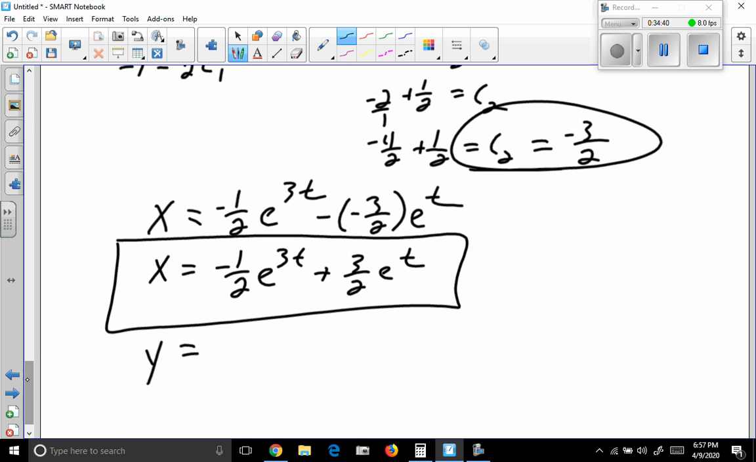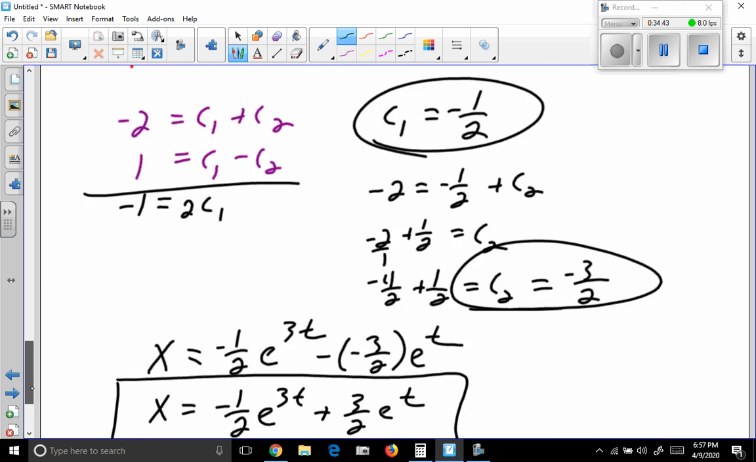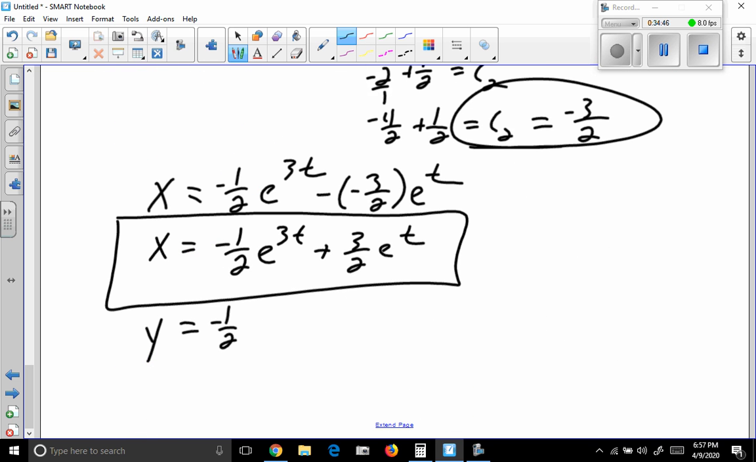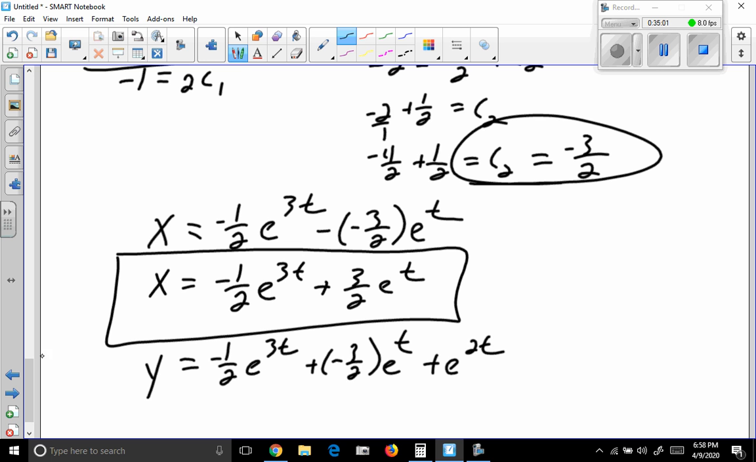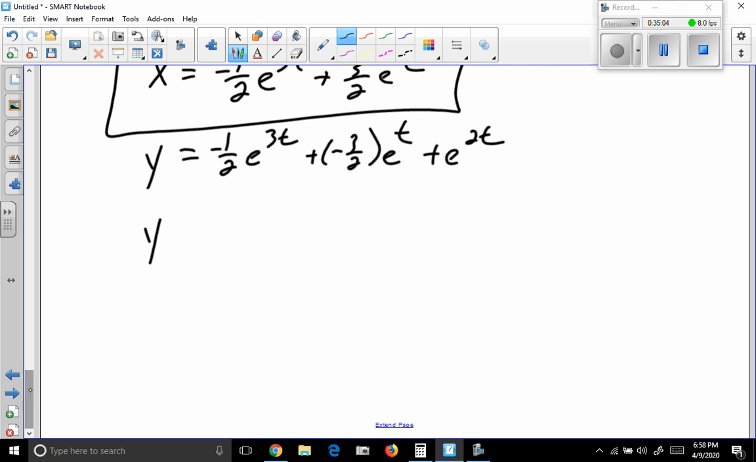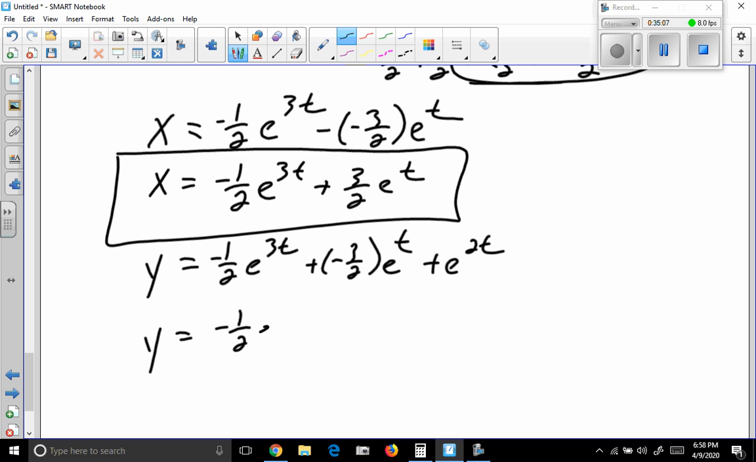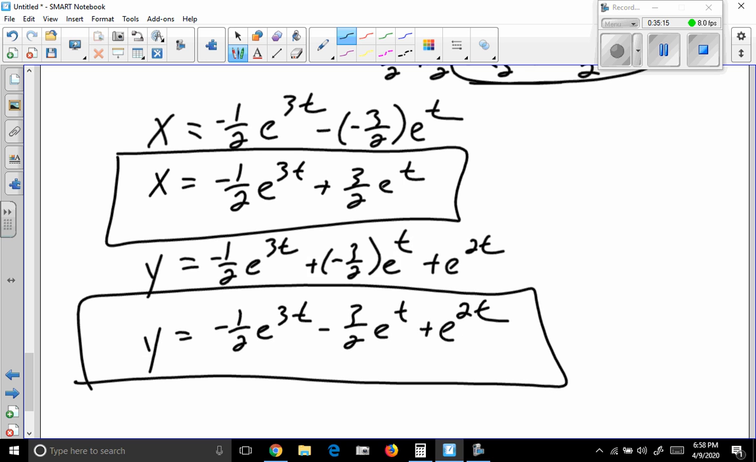For y, y is c1 e to the 3t plus c2 e to the t plus e to the 2t. So that makes y come out to be negative 1/2 e to the 3t minus 3/2 e to the t plus e to the 2t. So given that system of differential equations and those initial values, we were able to find x and we were able to find y.